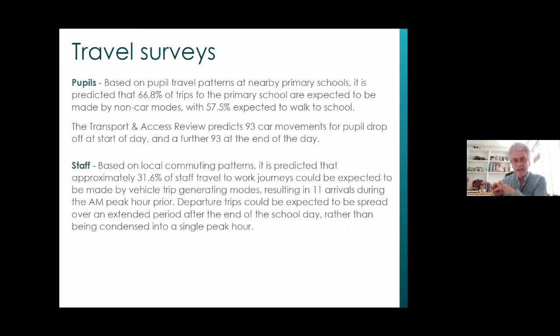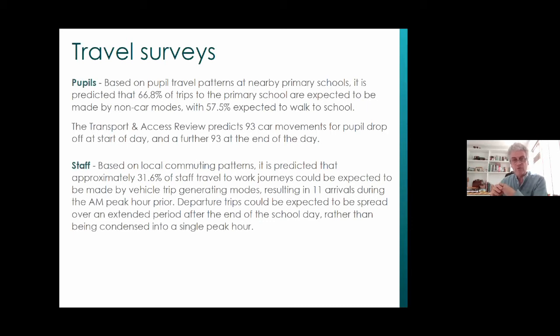car movements. We're hoping, obviously, through a robust travel plan, as is already implemented at the other GEM sites, that will better this prediction, but it's based on those existing schools, and so gives a robust baseline. Similarly, the staff commuting patterns are based on looking at existing activity at similar schools. So the car park, although it's only quite small, has sufficient capacity to cater for the 11 staff movements that we anticipate, and also a couple of spaces for visitors.